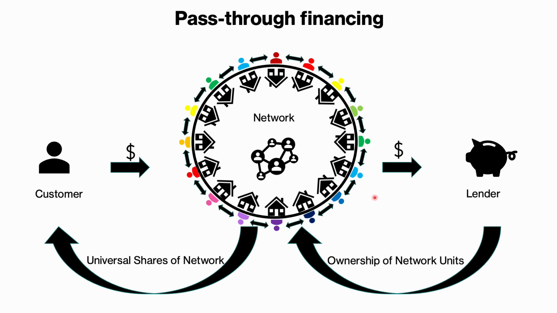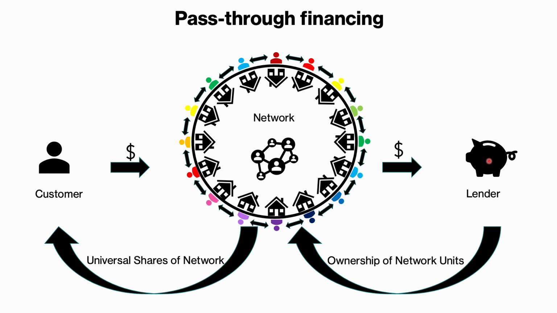So pass-through financing is when a large housing network takes out a bunch of mortgages on a bunch of properties all over the place. The customer joins the network, signs an occupancy agreement, pays a monthly amount. The network takes that monthly amount, pays it to the lender for the underlying mortgage tied to that property they're in for the occupancy agreement.